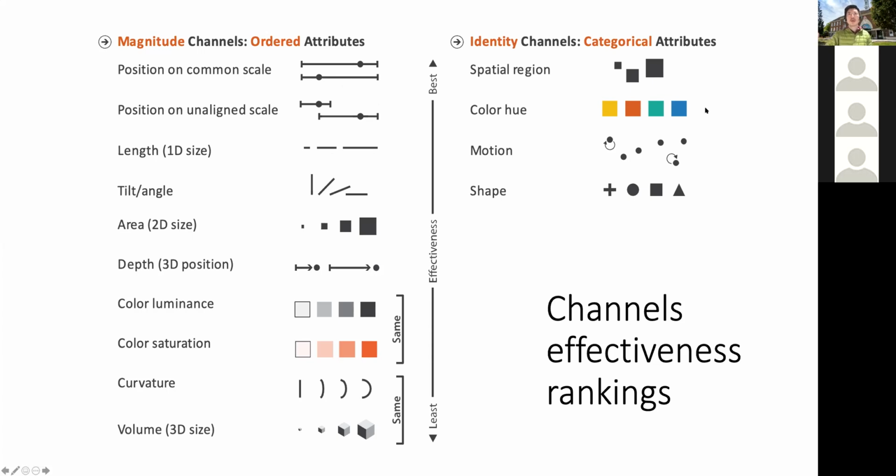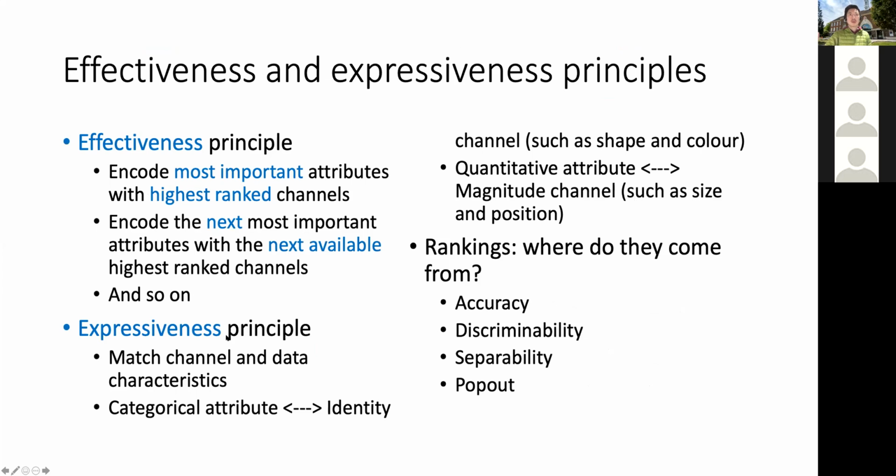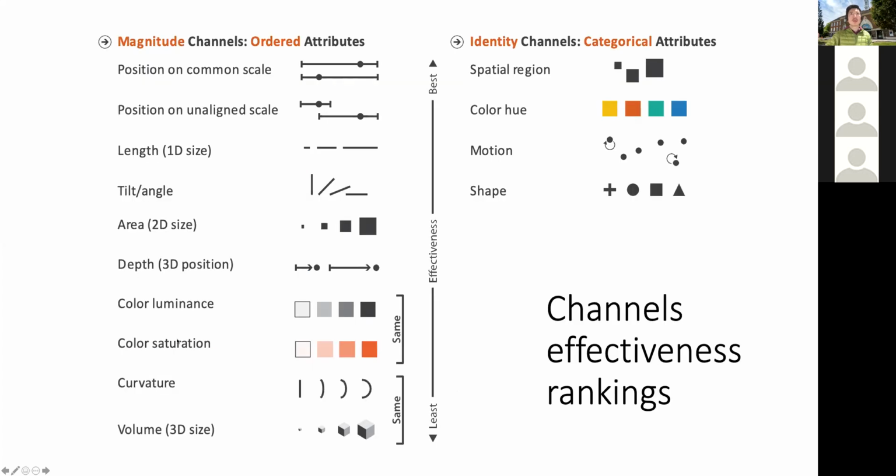So you want to match the type of channel with the type of the attribute. If you have quantitative attributes, you look on this side, and if you have categorical attributes, you look on this side. For categorical attributes, you want to avoid anything on this side. And even for quantitative attributes, you probably want to avoid the ones at the bottom anyway. They are not very expressive and not very effective.